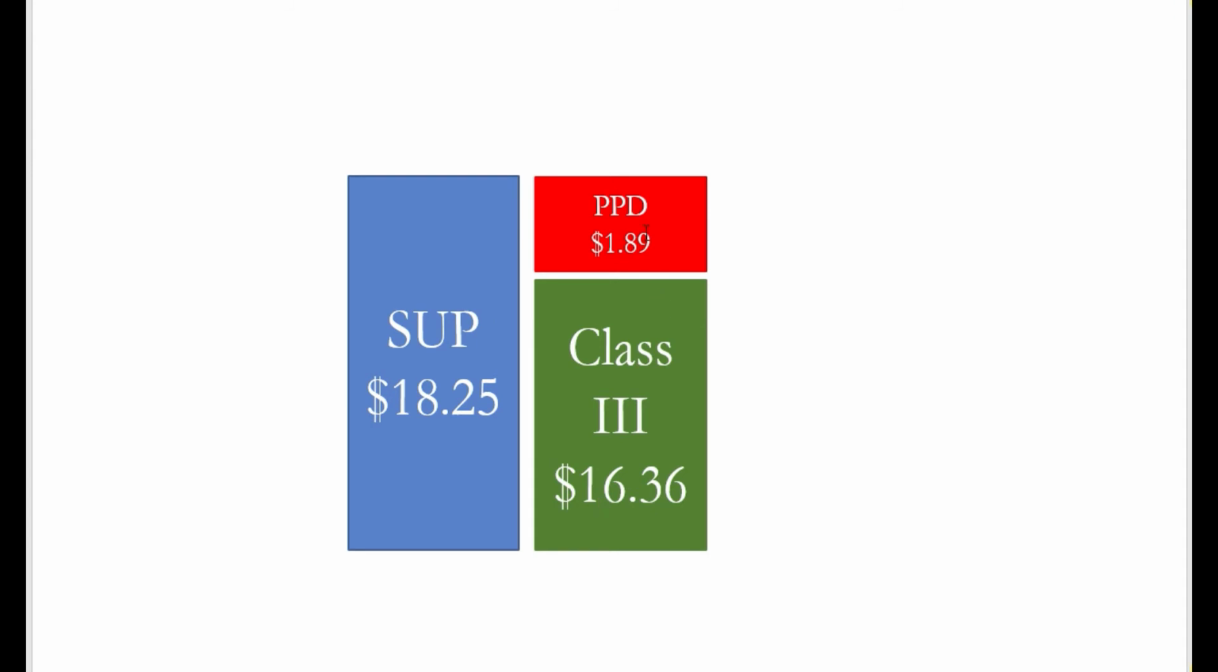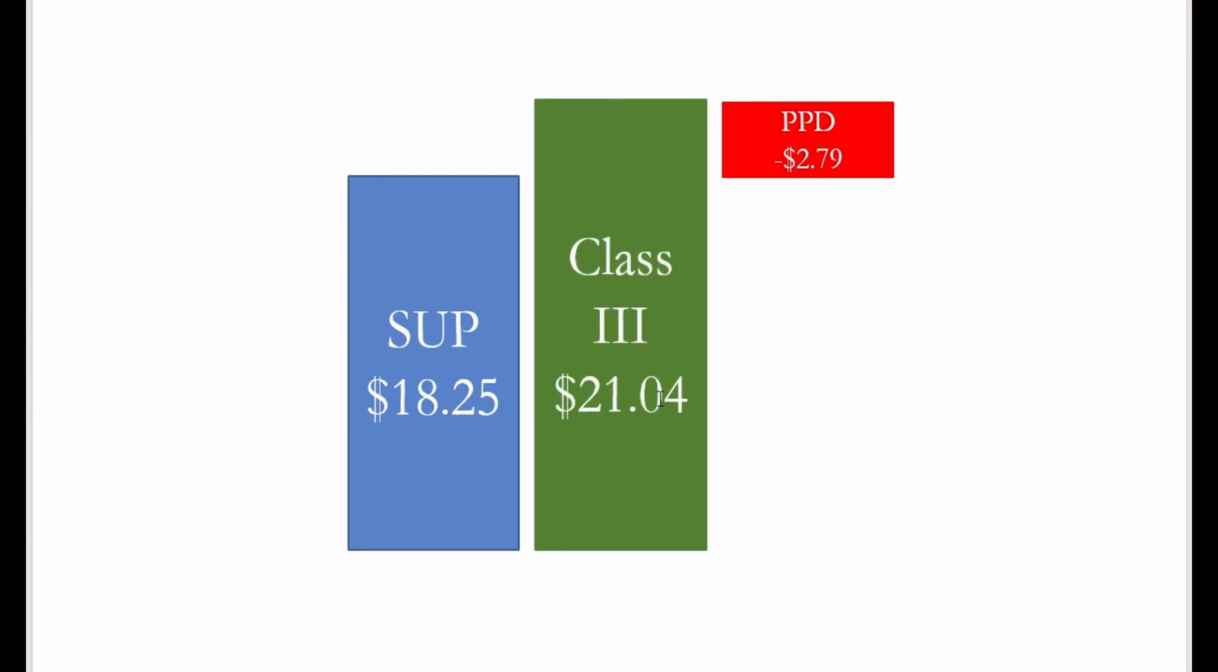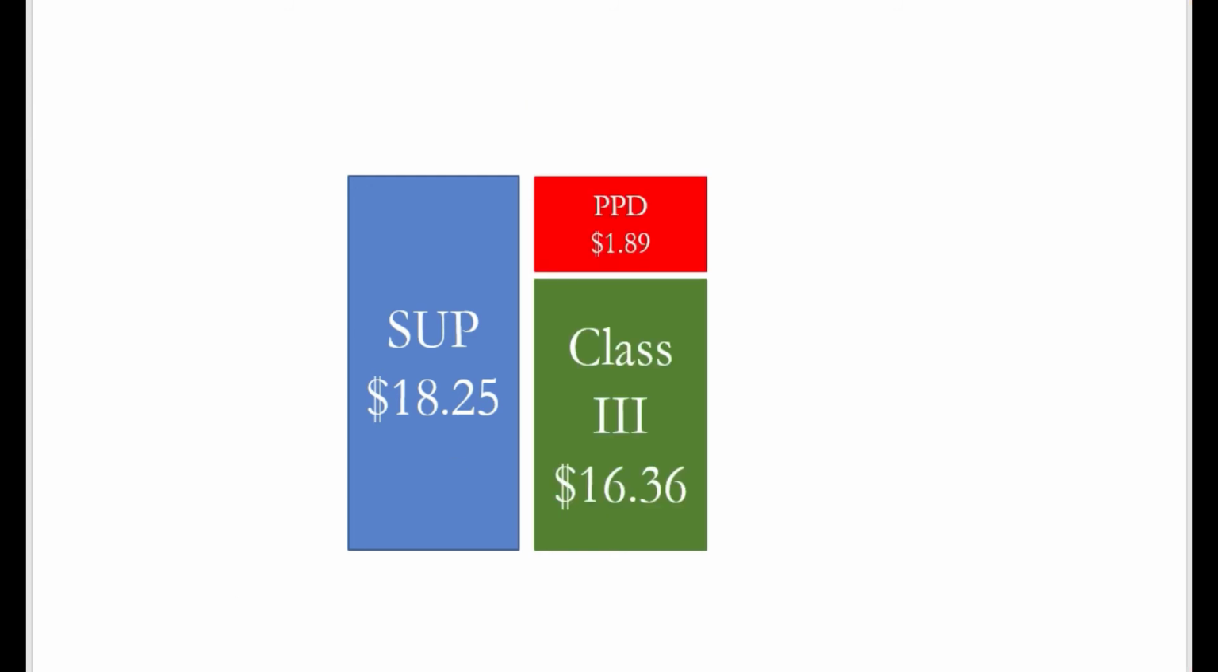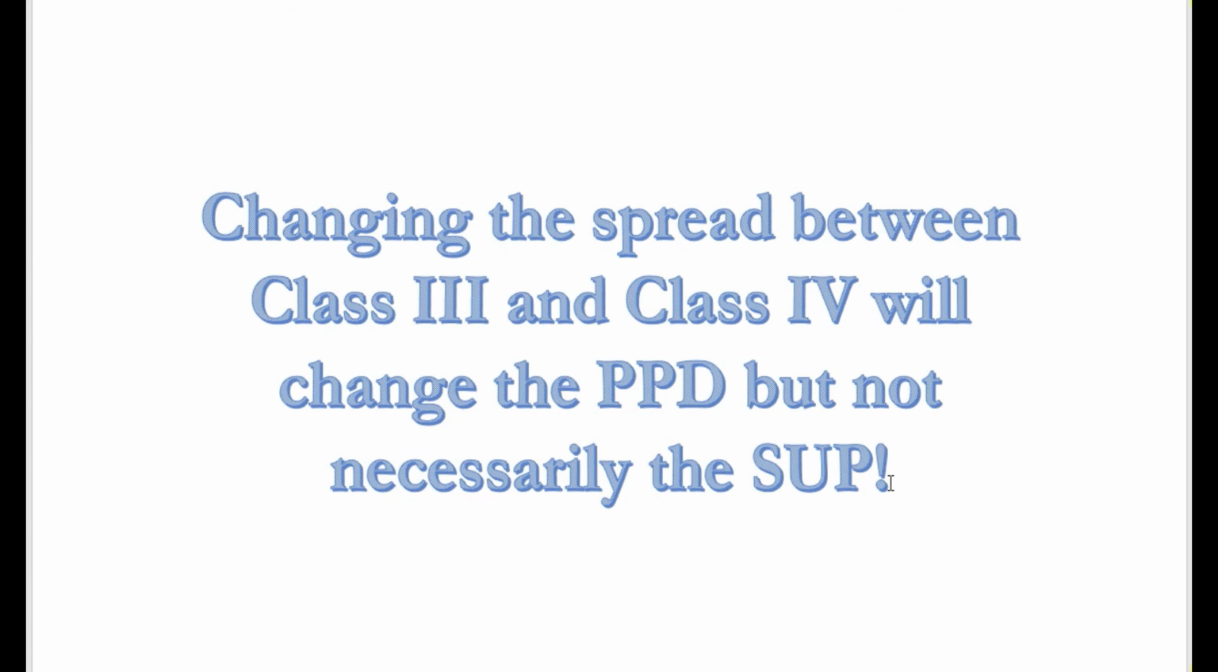and a positive PPD. Now, if you are in Wisconsin and you have a very high Class 3 utilization, you would much prefer to have this situation where Class 3 is very high and a negative PPD versus the situation where Class 3 is a little lower and a positive PPD. So the conclusion from this is that changing the spread between 3 and 4 will change the PPD, but not necessarily the statistical uniform price.